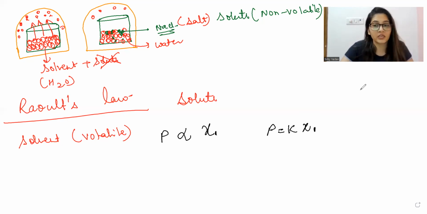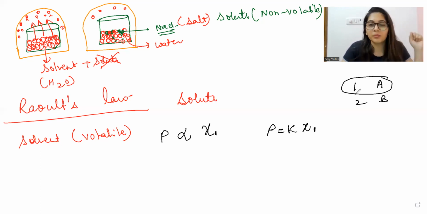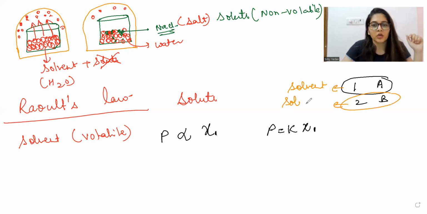Now listen to me very carefully. 1 A, 2 B. Now see, always remember, no matter from which book you're studying, all the books take 1 and A as the solvent, and all the books take 2 and B as the solute. So whenever I write 1 and A, always make up your mind that I'm talking about the solvent. And whenever I talk about 2 and B, that means I'm talking about the solute part, right?